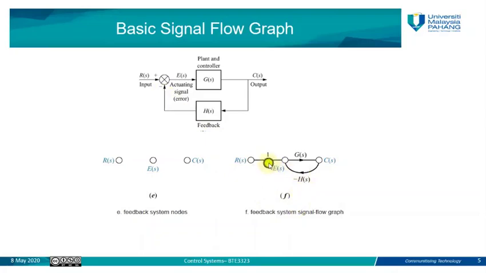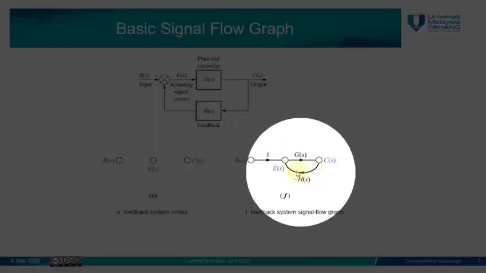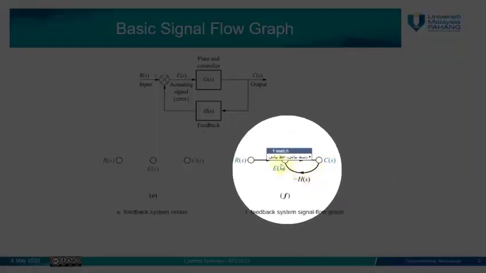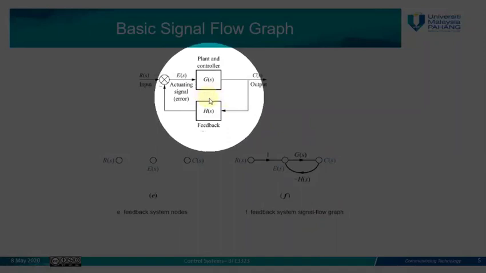We need to consider also the direction of the arrows here. It goes from RS to ES, then from ES to CS. So this represents the signal flow graph representation of the feedback system block diagram that is shown in this figure.